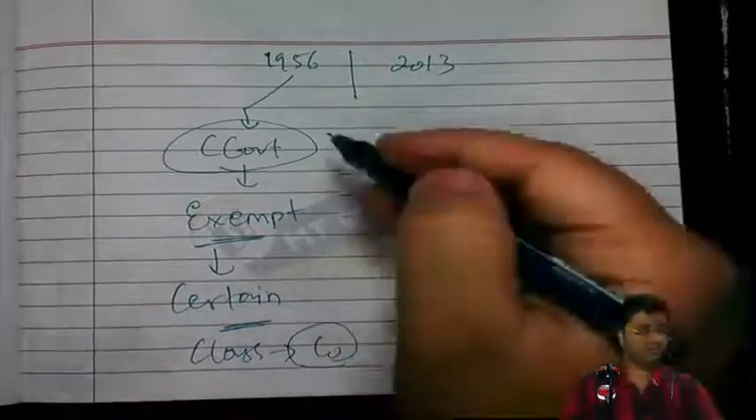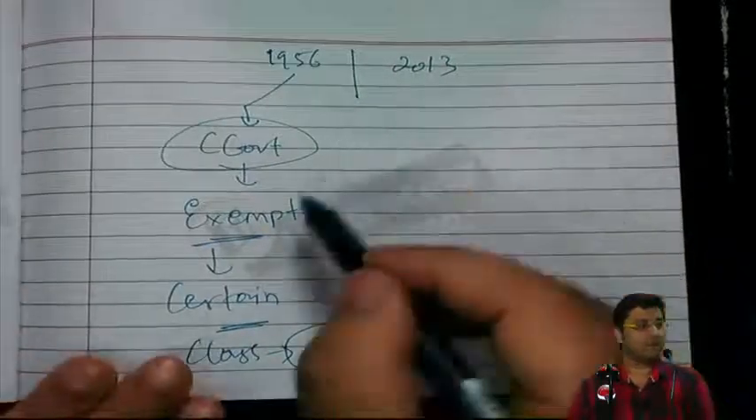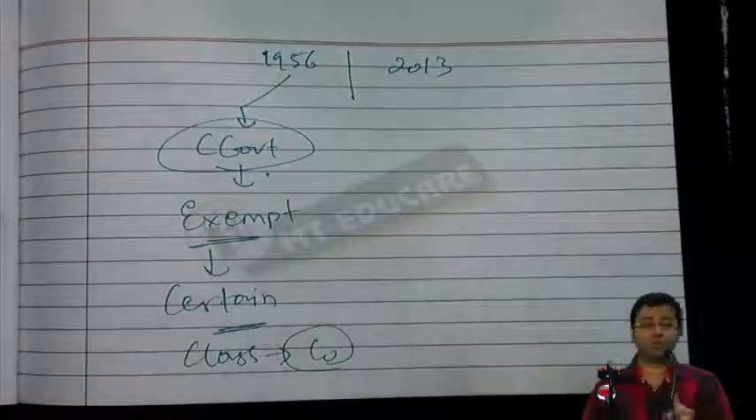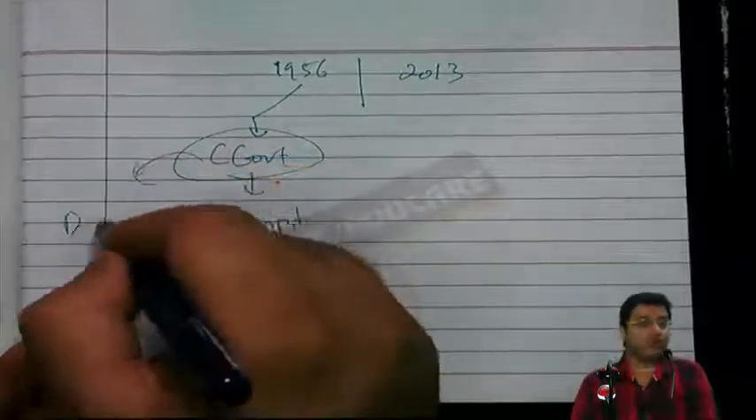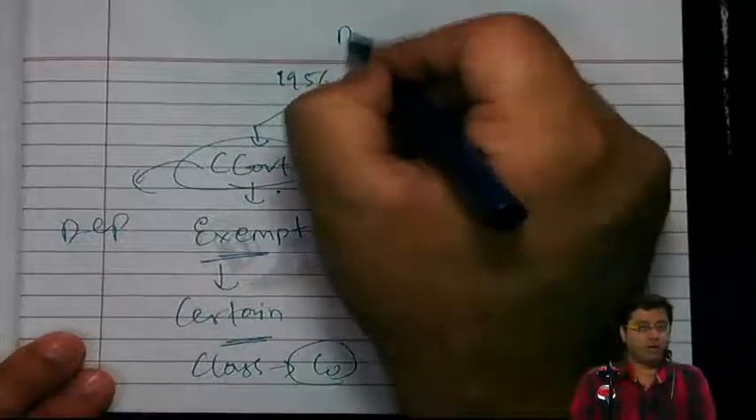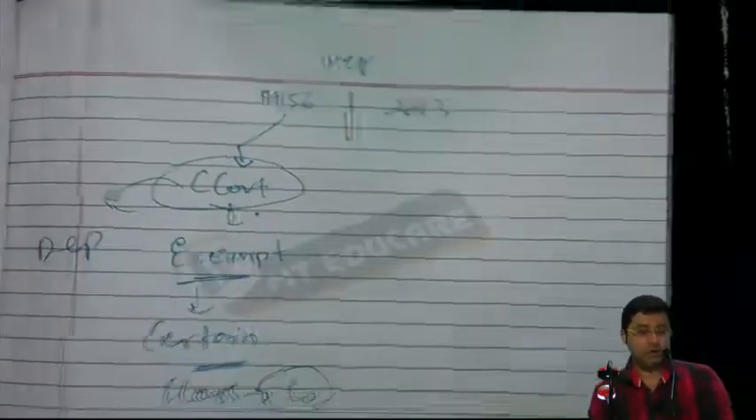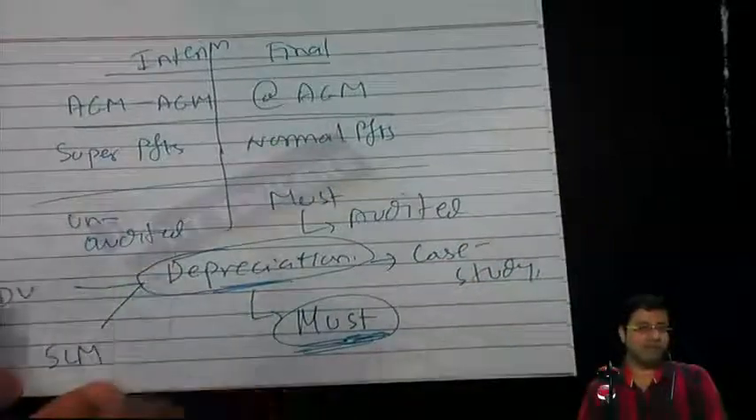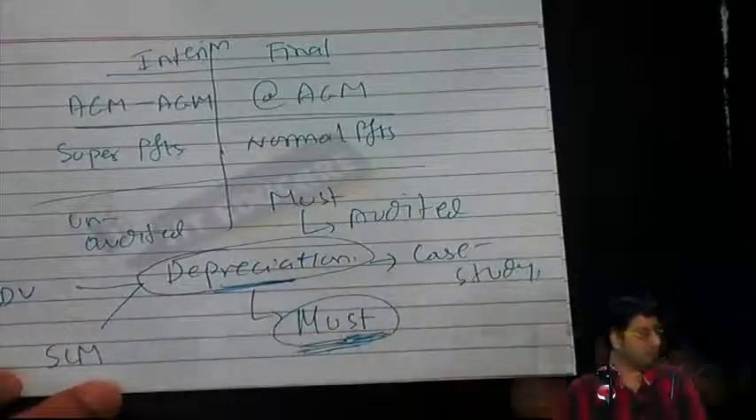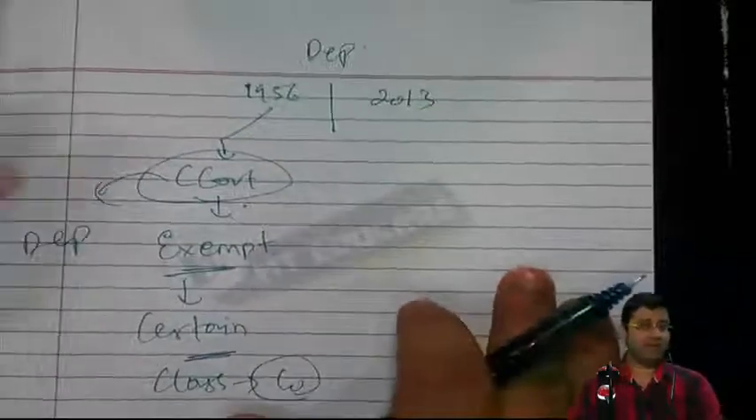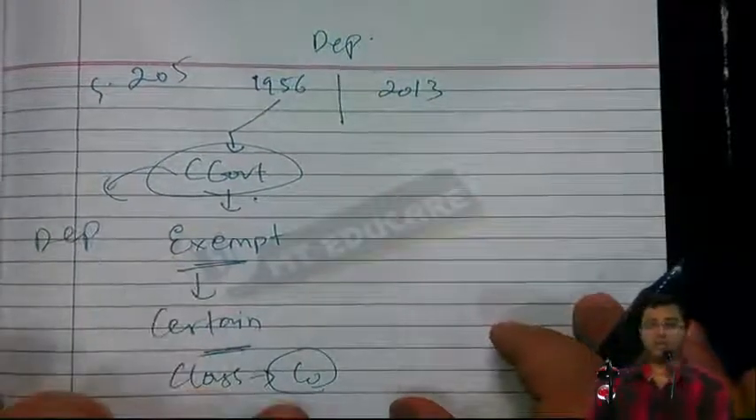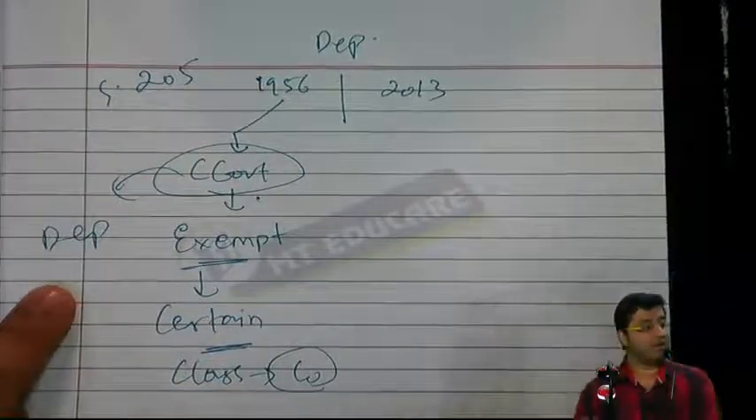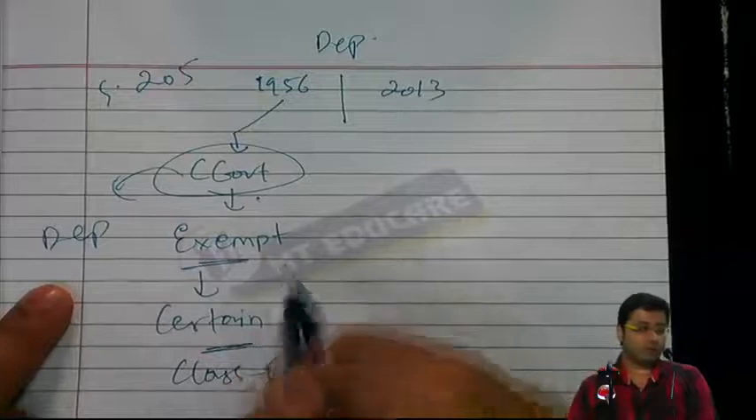So in the 1956 Act, what used to happen? Some class of companies the government used to exempt, and those companies never used to give away any profits as dividends. That means if they gave, they never used to make provision for depreciation. I am talking about one more point about depreciation. Just now I made a statement that whenever you are giving away any profits as dividend, it is a must to provide for depreciation. But the 1956 Act contained a point under section 205 which clearly said that the government may exempt certain classes of companies from providing for depreciation before giving away any profits as dividend. Now, do you know why the government used to exempt such companies?